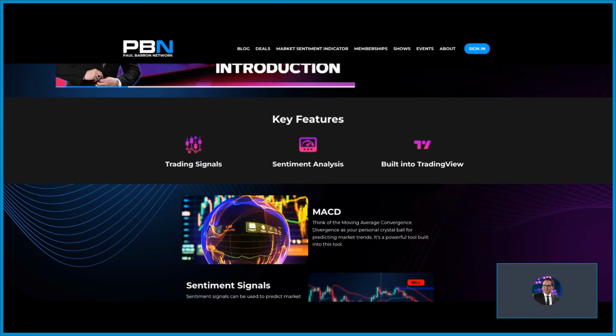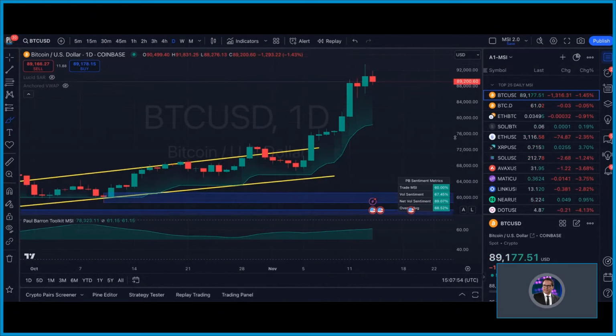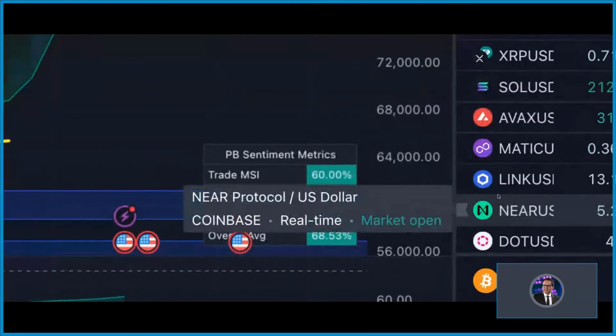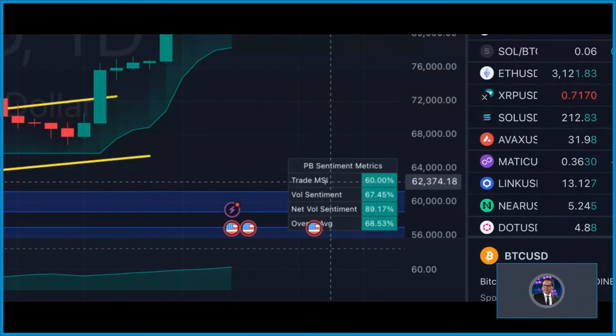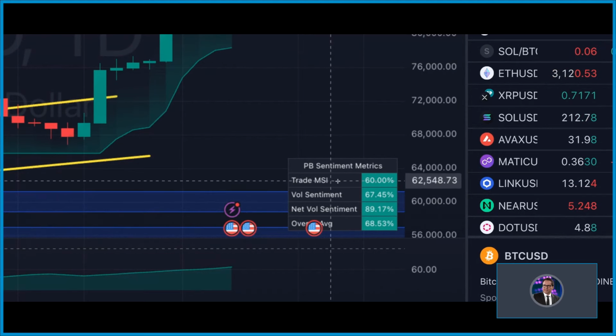Let me switch over to the chart real quick. We're looking at Bitcoin, just to give an example. What you're seeing within the indicator right now is our sentiment panel. Let me zoom in on that for you guys. You can see the sentiment metrics: trade, MSI, volume sentiment, net volume sentiment, and then overall average.